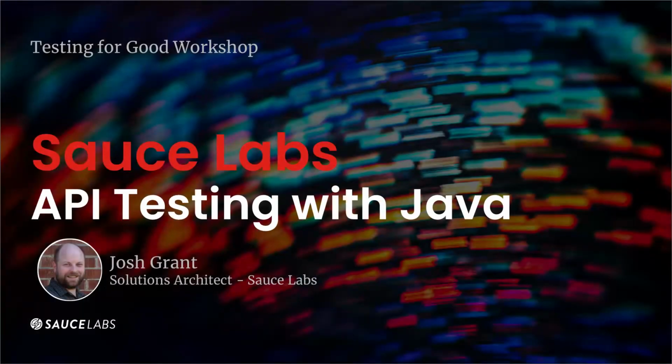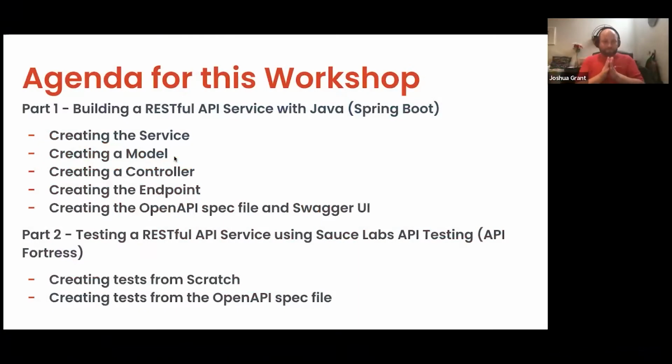Welcome everyone, Testing for Good workshop. This is API testing with Java. So the agenda and structure will be two parts. So there will be two parts and a break in the middle.